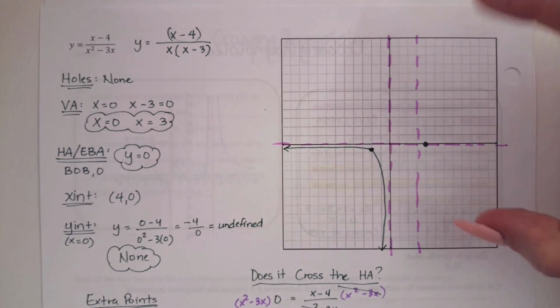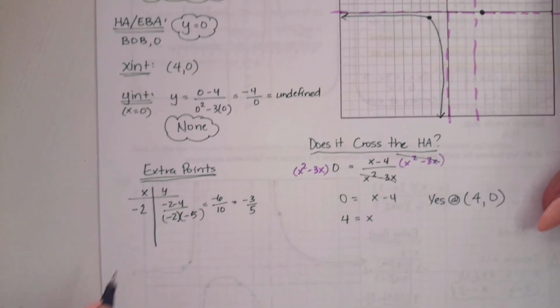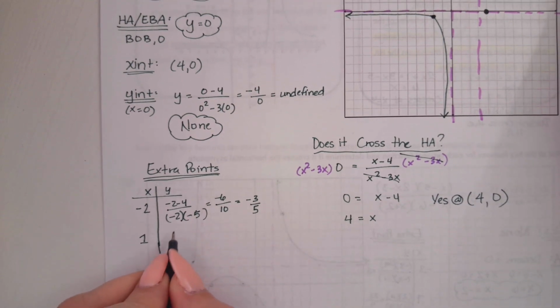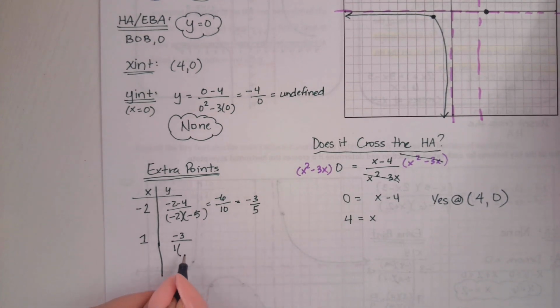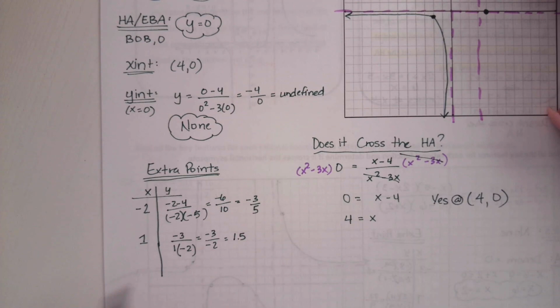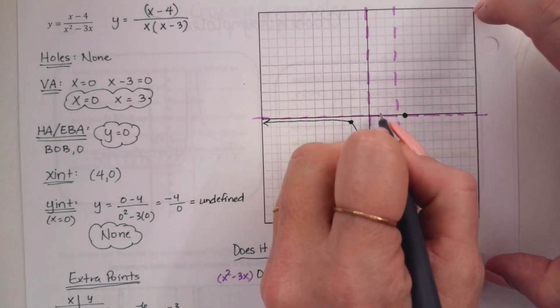Okay, I've got to find a point in the middle of my two vertical asymptotes to figure out where my branch is. 1 sounds great. On the top, we'll have 1 minus 4, which is negative 3. On the bottom, we'll have 1 times 1 minus 3, which is negative 2. So that's negative 3 over negative 2, which is 1.5. So at 1, we're at 1.5.